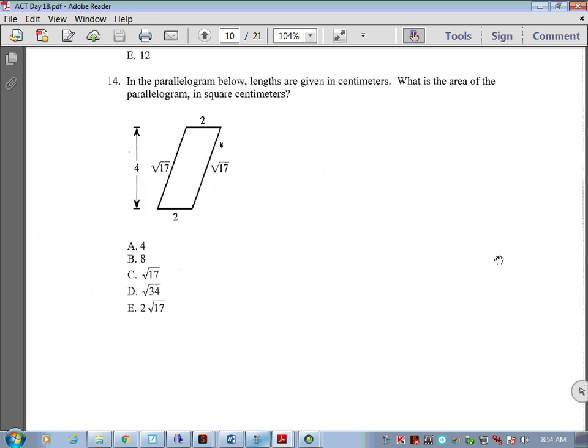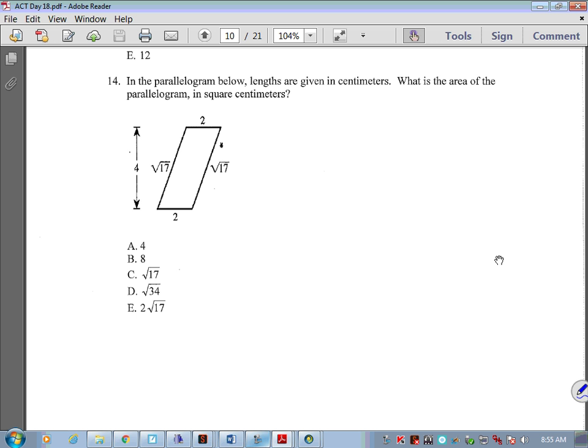Number 14. Anybody on 14? In the parallelogram below, the lengths are given in centimeters. What's the area of the parallelogram? A parallelogram is just length times width, essentially. But the length is more like the altitude. So that's why we're going to use that 4 instead of that radical 17. So it's just 2 times 4. 2 times 4 is 8.